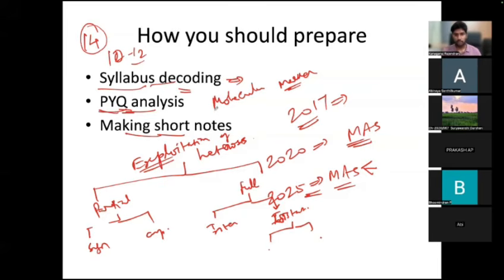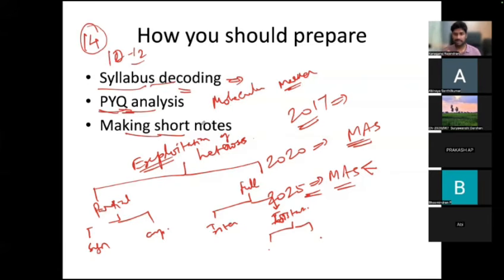So this is the homework you have to do for this test series. In the 2 weeks time gap, go through the syllabus analysis and the PYQ analysis, and then prepare short notes in question-answer format. Why am I telling you the question-answer format? Because agriculture is a static subject. It's a science-based subject, so most of the questions we can expect are based on the syllabus.